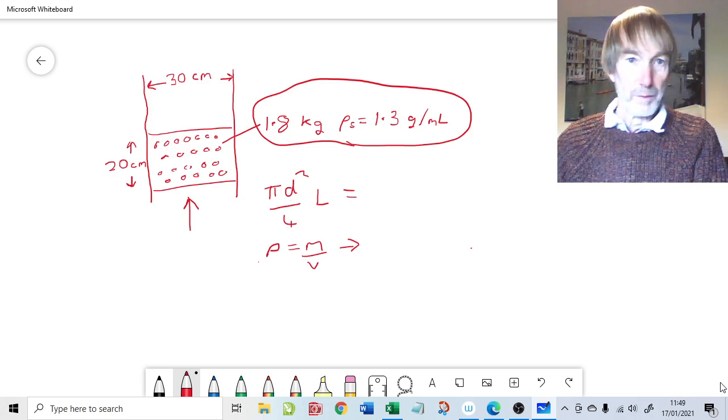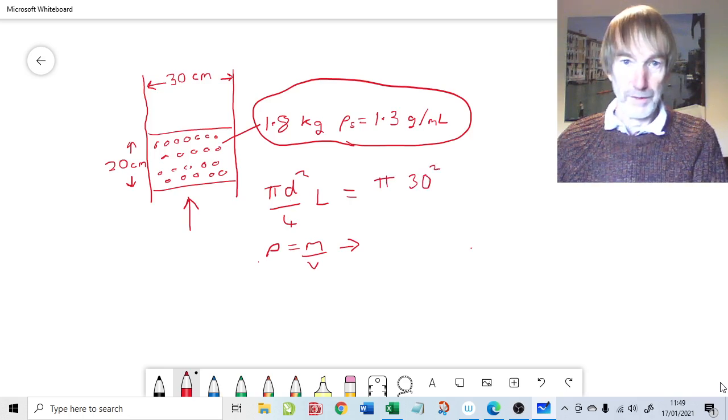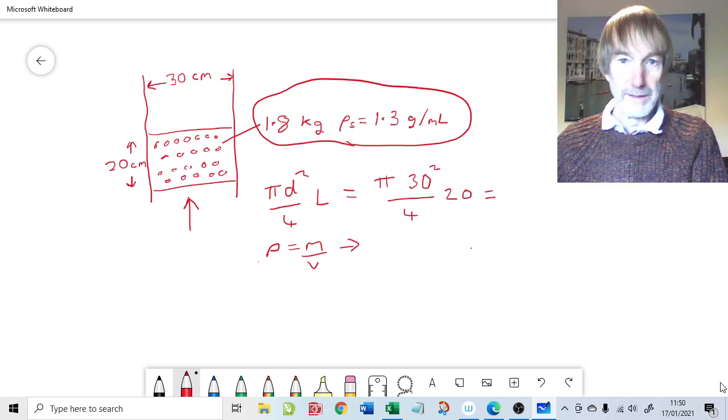And we're told that this particular bed has an internal diameter of 30 centimeters. So in this case we've got 30 squared just there. We still need d squared over 4, that's the cross-sectional area of a circle. And then we still need to multiply by 20. So that is our calculation of the volume of the bed.